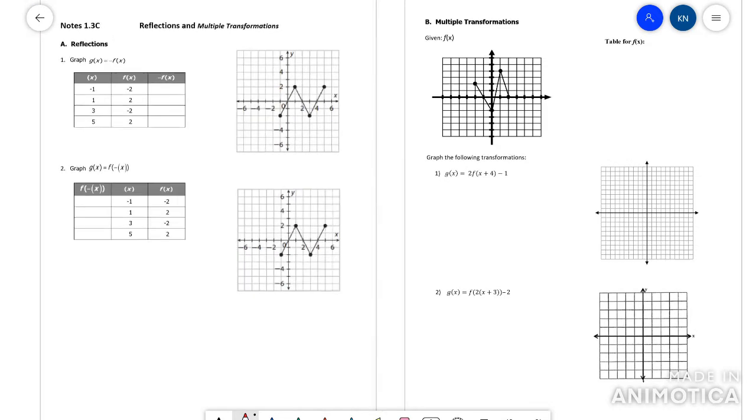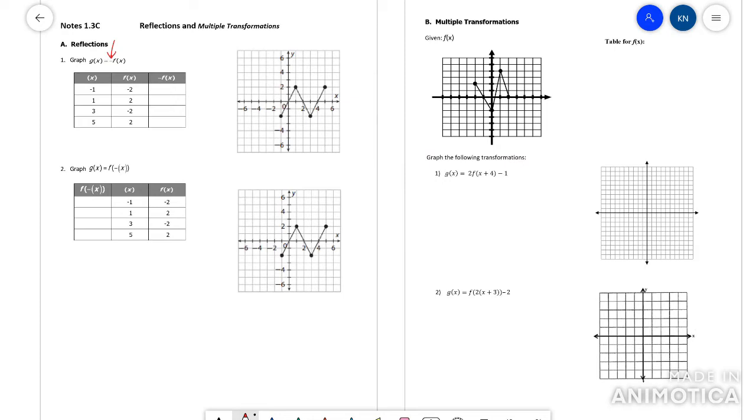Reflections are when there's a negative either out in front of f of x or inside f of x. So we'll do out front first. When it is out front, it affects the y.